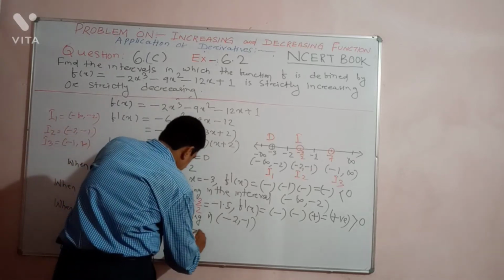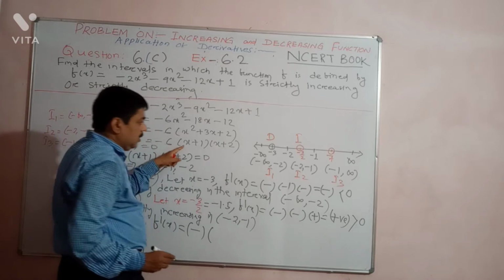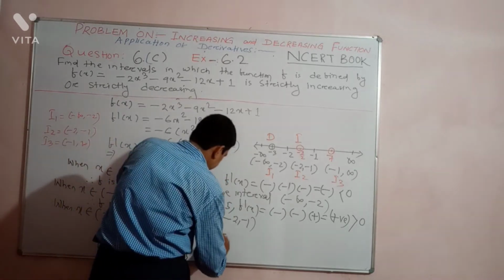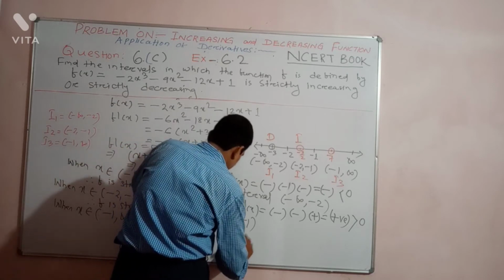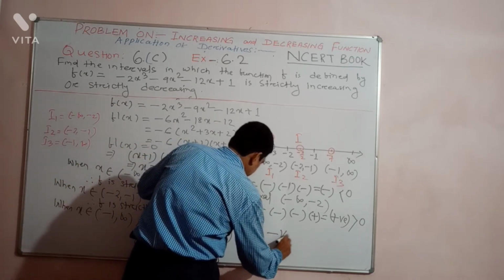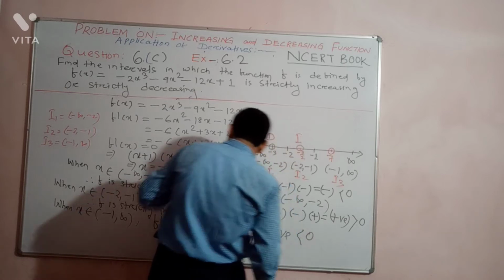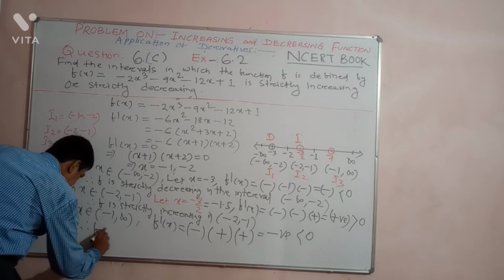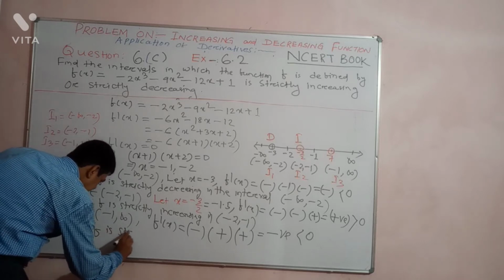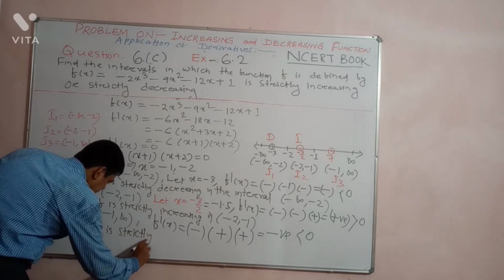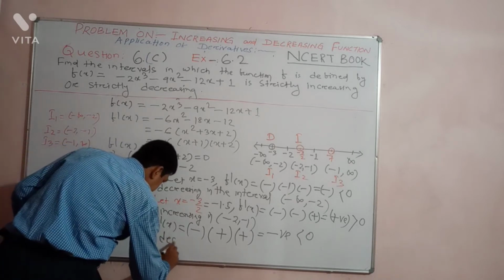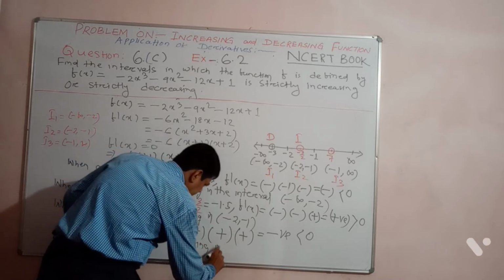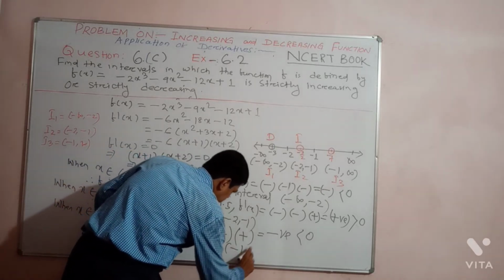Here the minus sign is negative. Again 7 plus 1 is positive, and 7 plus 2 is positive. It means the overall sign is negative. Negative means less than 0. Since f dash x is less than 0, f is strictly decreasing in the interval minus 1 to infinity.